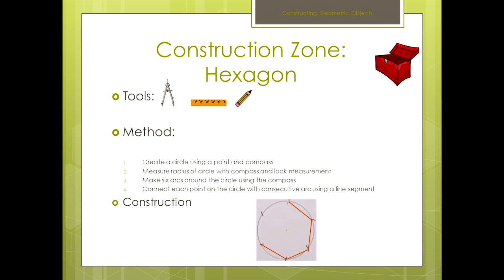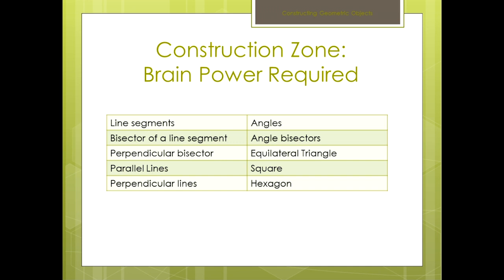And once you're done with all 6, voila, you now have your hexagon, and you have completed your construction zone with angles, angle bisectors, equilateral triangles, squares, and a hexagon. I hope the video was helpful in allowing you to create these geometric objects.